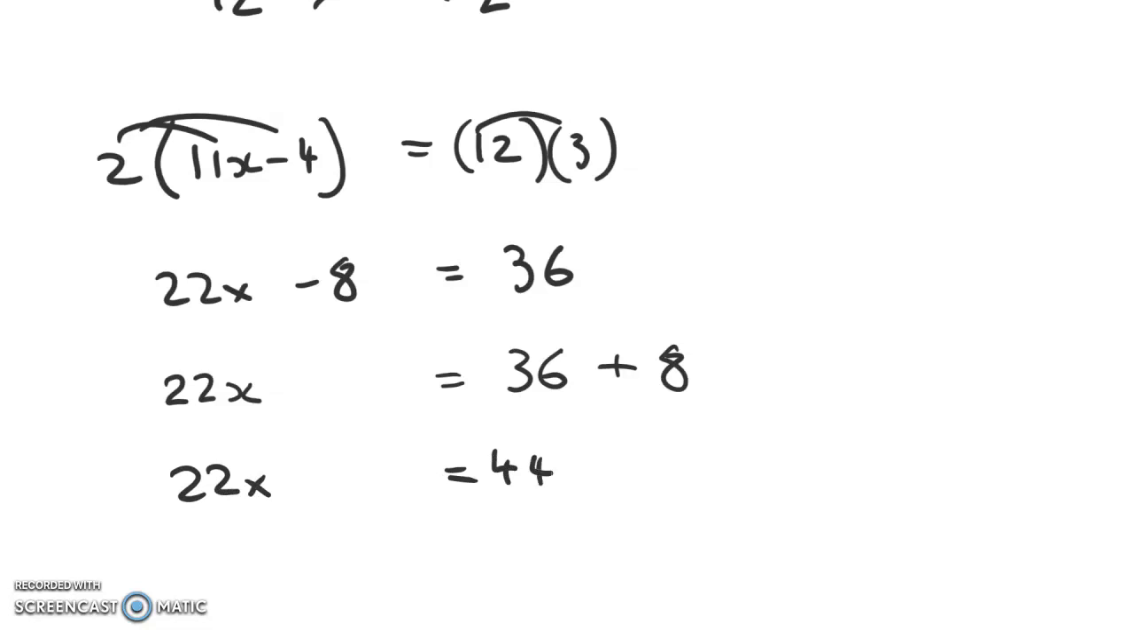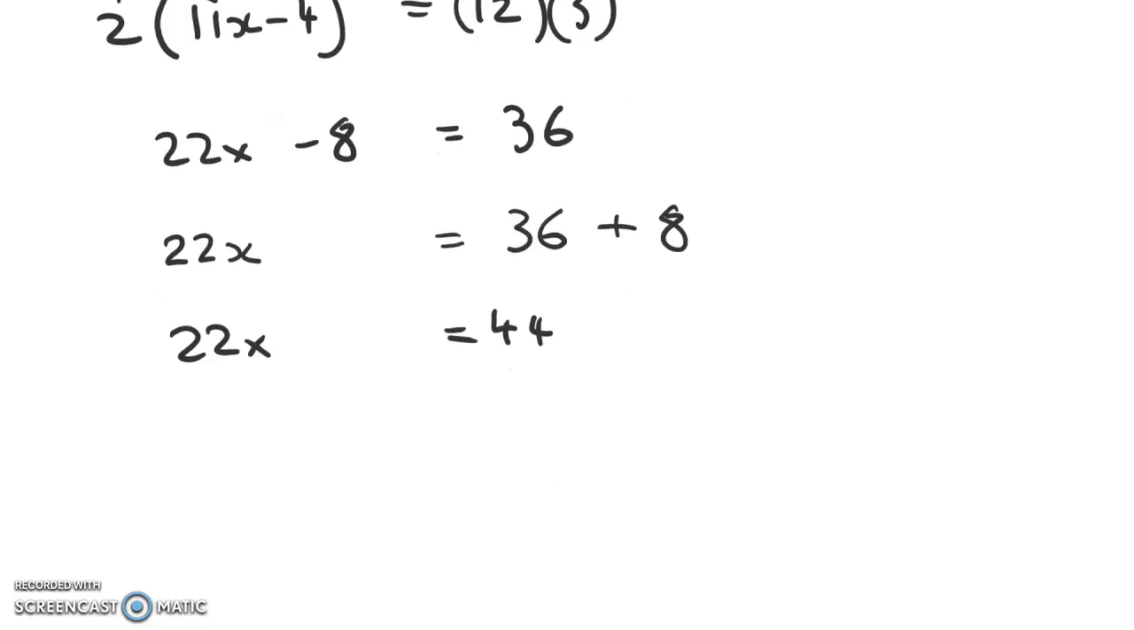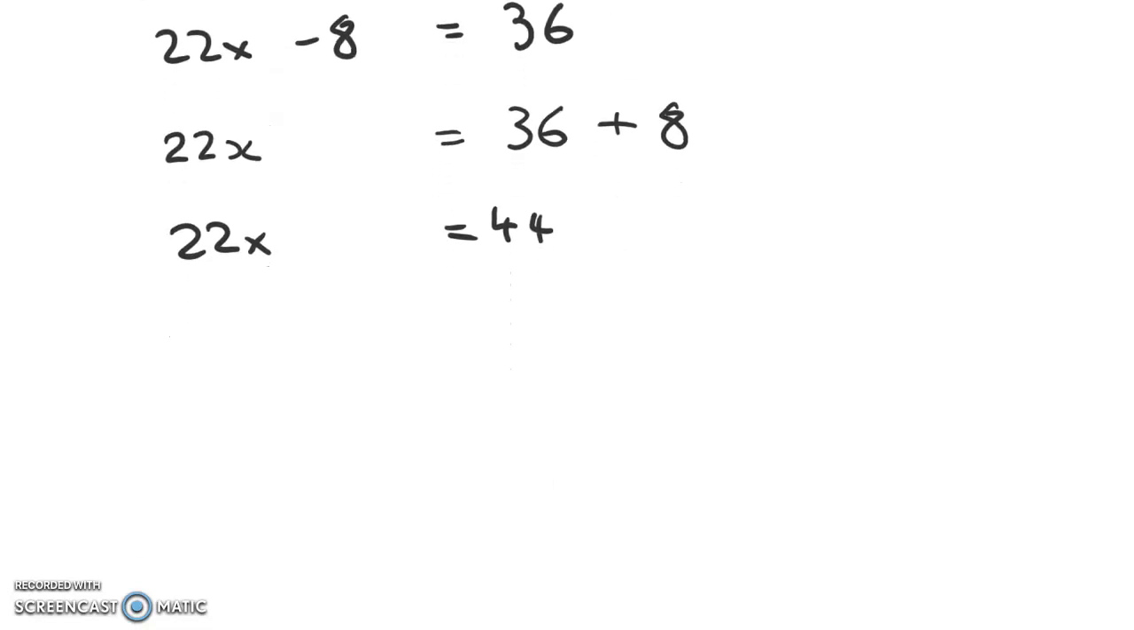Eamon, what do I do now? Divide what? By what? Well done. Cancels there. X is equal to 2.